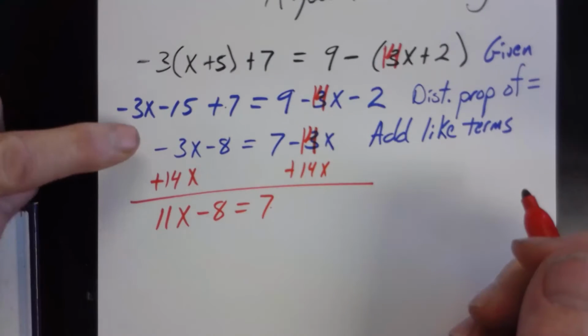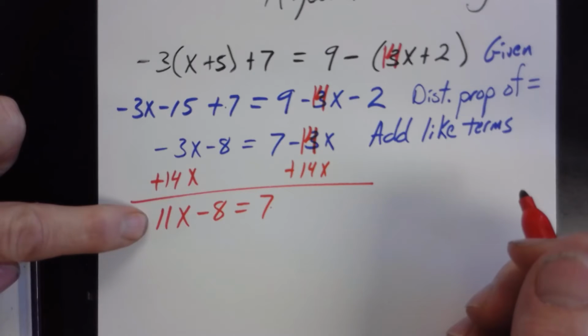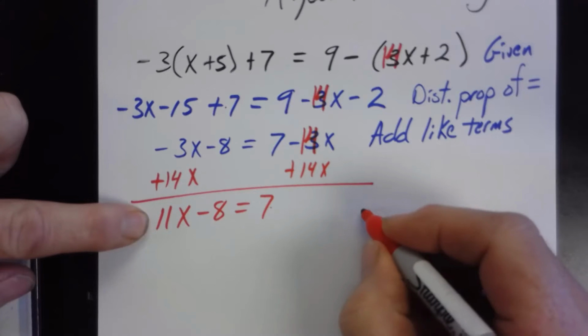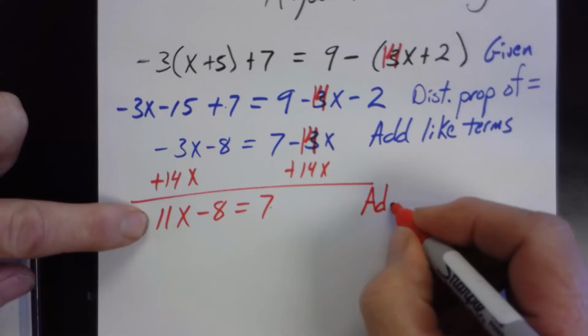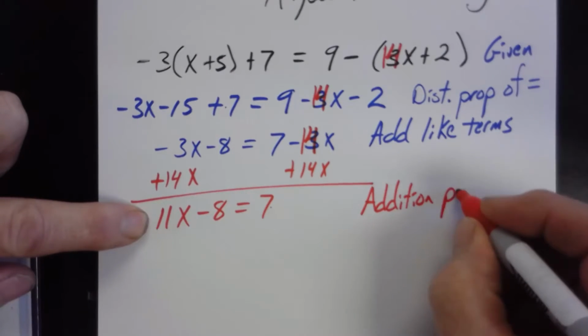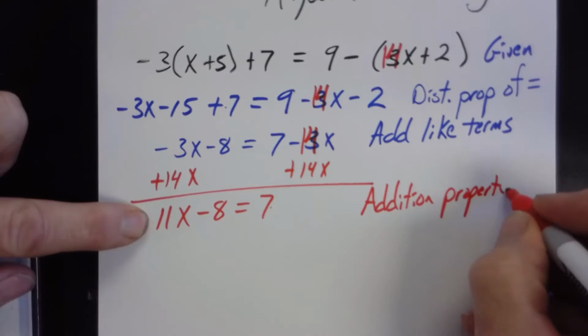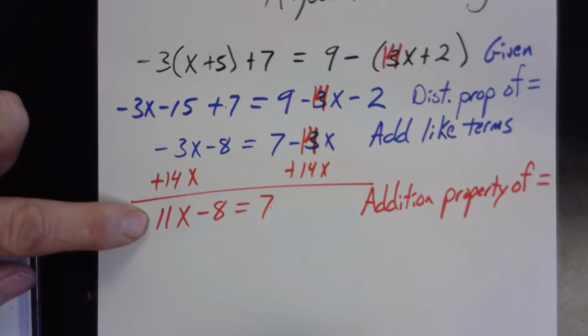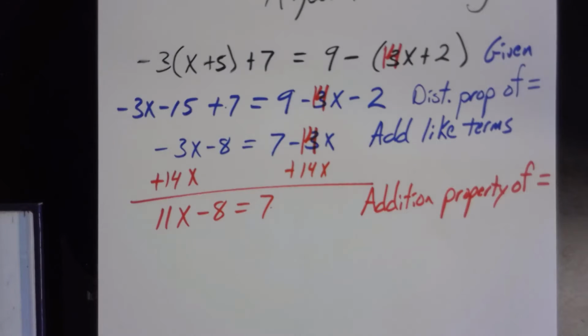And what's our justification? How did we go from here to here? What did we do? It's a property of equality. Addition property of equality. That's what we did. That's our justification for going to that next step. Now what do you want to do? Add 8 to 7. Okay, add 8 to both sides.